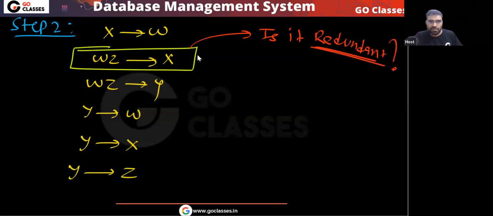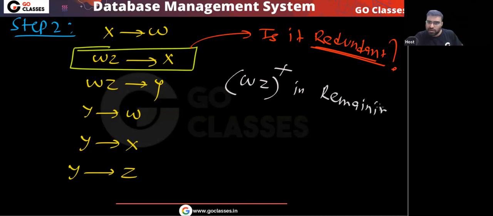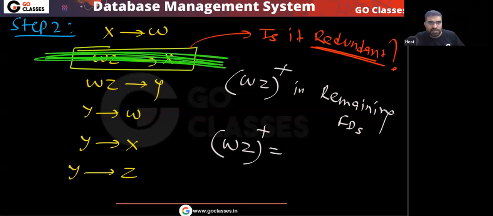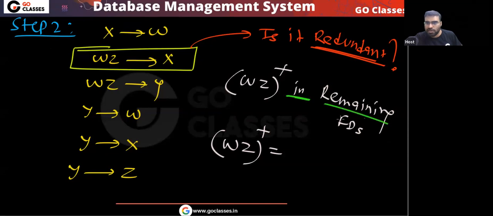This FD, is this redundant? In the remaining FDs, what is WZ plus? For a moment, assume this FD is gone; don't consider it. In the remaining FDs, you find WZ plus. What is WZ plus? WZ plus will be WZ.